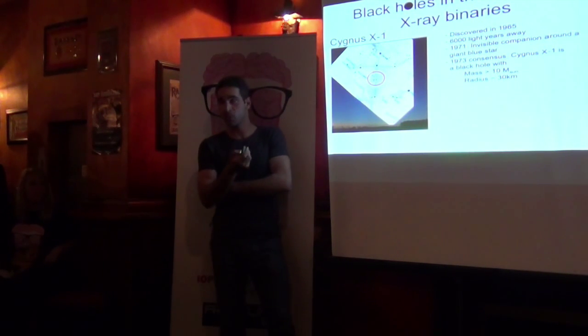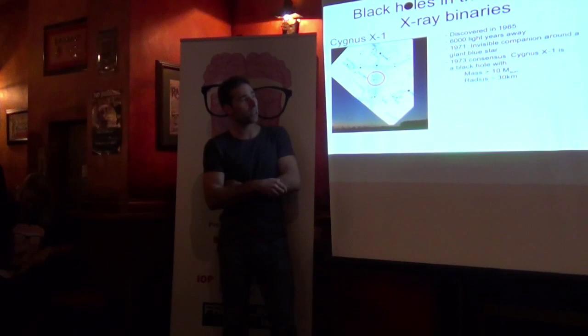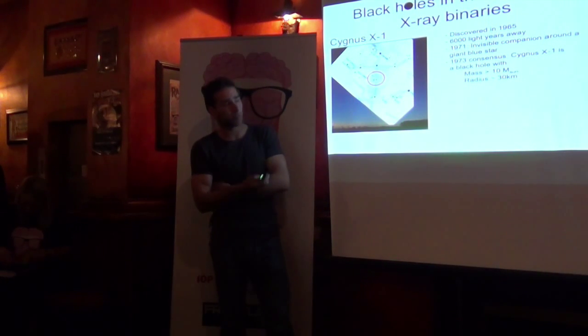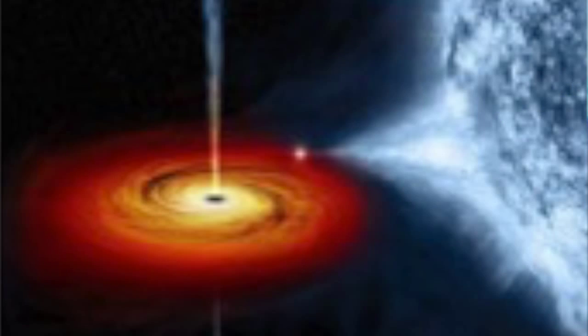So people said, it's small, it's very massive, it must be a black hole. And it's been accepted as one ever since. Here's what the system might look like. Giant blue star, black hole.